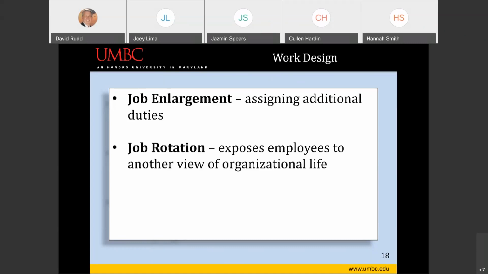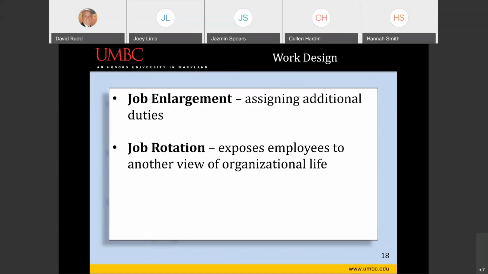Job rotation is the next area to look at, where an employee is allowed to rotate into another position other than their own within the organization. And this exposes the employees to another view of the organization. I know the last organization I worked at, they would do this from time to time. If someone worked in the audit division, they may work in another division that does similar work, but a totally different type of auditing and so forth. So as you can see here, job rotation exposes employees to another view of the organization.